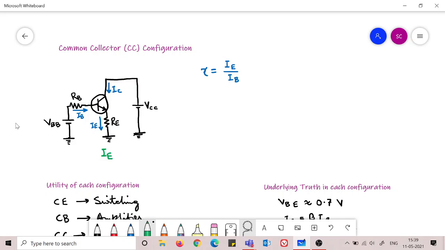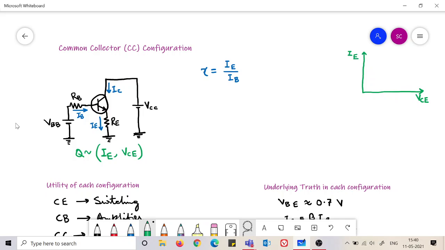Okay, so IE is the output current, and IE and VCE is the Q point. This is the Q point. This is the output characteristics also. IE versus VCE is the output characteristics, not IC versus VCE. Remember this thing. So in this case, if someone asks you to draw the output characteristics of common collector configuration, you have to give IE here, not IC.